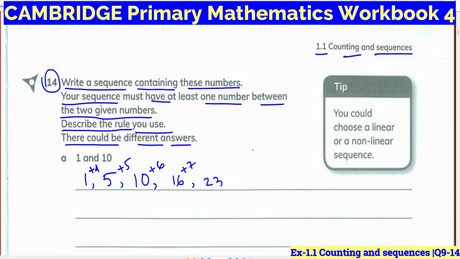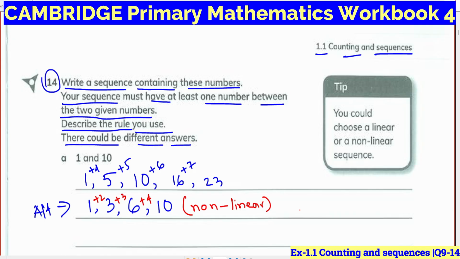Okay, so alternately we can write another one, which is easier. Alternative: 1, 3, then 6, then 10. How? Here is plus 2, here is plus 3, here is plus 4. It's non-linear. Okay, rule: plus 2, then 3, then 4. Increase 1 each time.